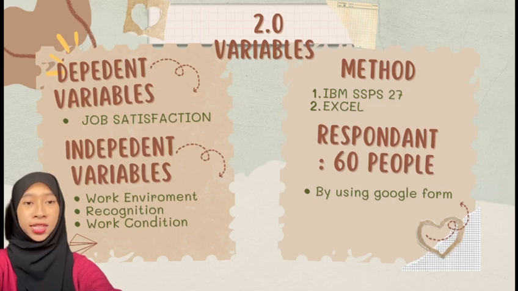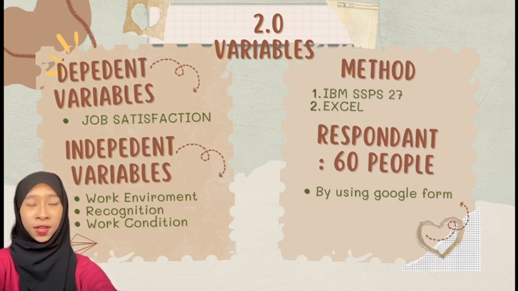Each independent variable is assessed through 4 targeted items that are designed to capture the perception of the employees. The method that we are using for doing this task is IBM SPSS 27 and Excel.